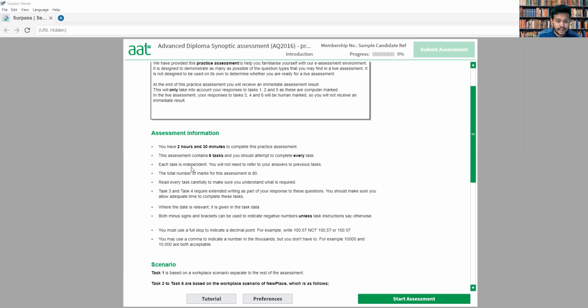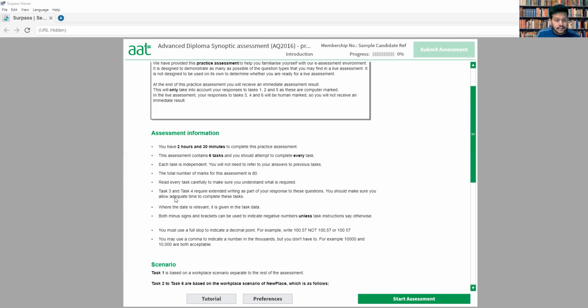Each task is independent, so there is no link. For example, if you do question number 1, you really don't have to think about what will be in question number 2. Question number 2 will be completely independent, and this answer will not be linked to question number 1. Every single task has an independent requirement. The total number of marks will be 80.